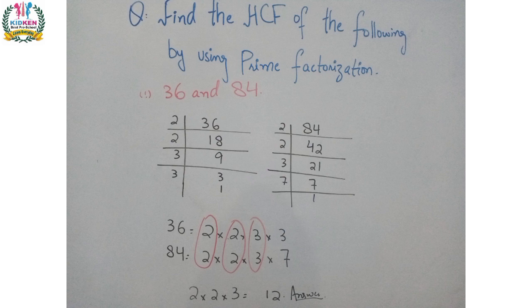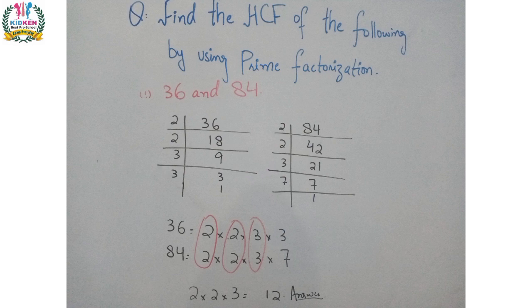Then we solve 84. So 2 42s are 84, so we can write 42. Then 2 21s are 42, so we can write 21. Then 3 7s are 21 and 7 1s are 7. So the factors of 84 are 2 multiplied by 2 multiplied by 3 multiplied by 7.